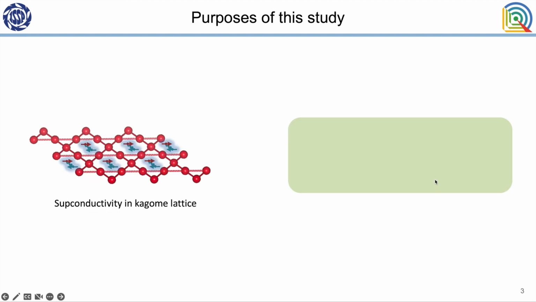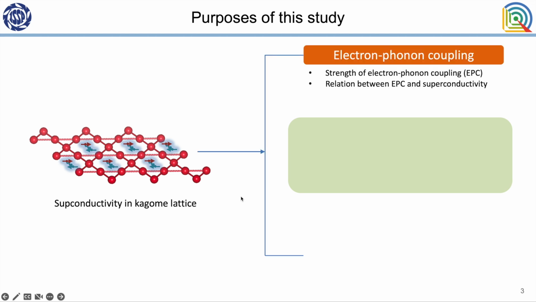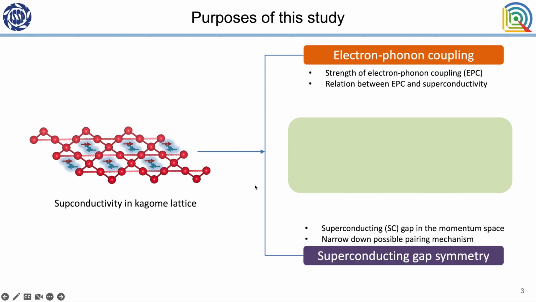So to reveal the nature of the superconductivity in these Kagome compounds, we studied the electron phonon coupling as well as tested its relationship with superconductivity. And besides, we also measured the superconducting gaps in momentum space, which gives us the pairing symmetry and helps to narrow down the possible pairing mechanism.